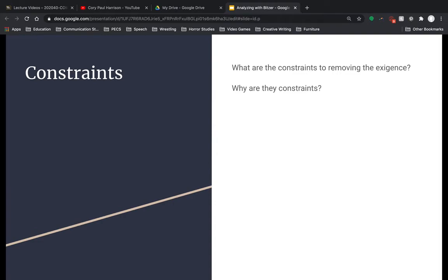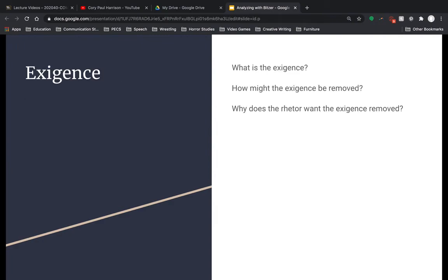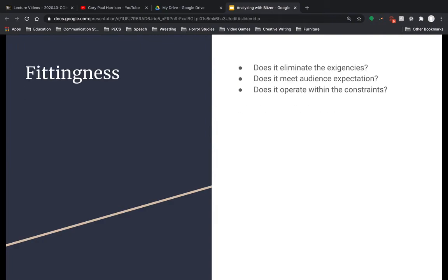And that's a great way, because it's not just apologizing, it's saying, what we've been doing is bad because of this reason, even though it's an invented reason, and here's what we're about, and this is what we're doing going forward. So I think it's particularly effective there. And so looking at all of these questions, the fittingness questions, does it eliminate the exigencies? I think it works too.